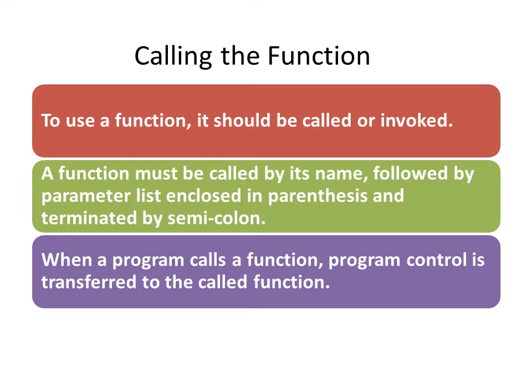Once the function is declared, it will come into use when another function calls it and utilizes it. So to use a function, it should be called or invoked. A function is called by its name followed by the parameter list enclosed in parentheses and terminated by a semicolon. When a program calls a function, program control is transferred to the called function, which executes and returns the result through the return statement to the calling function.